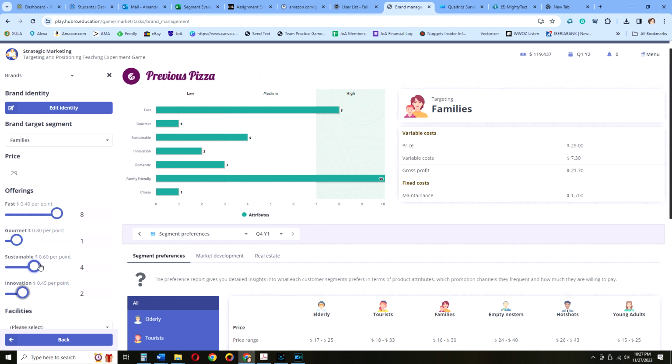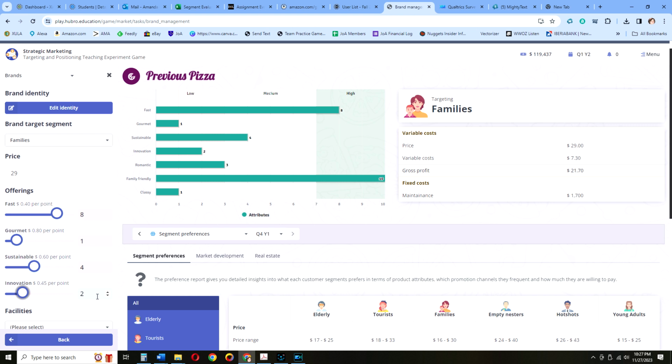Sustainability costs 60 cents per point. We need 4 points to make our families happy. So that's going to be 4 times 60 cents per point. So that's going to cost us $2.40 per pizza to make it this sustainable. And our last one is innovation. That costs 45 cents per point. In order to make our families happy, we need to set it at a 2. And so that's going to be 90 cents, aka 2 times 45 cents for making it innovative.